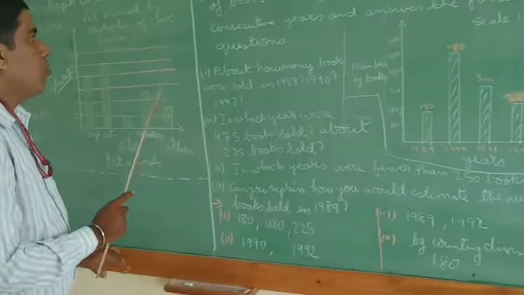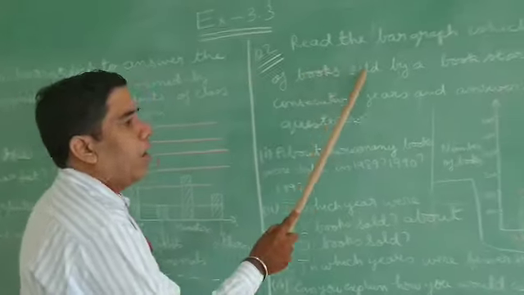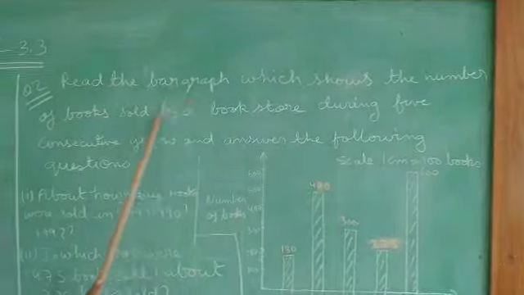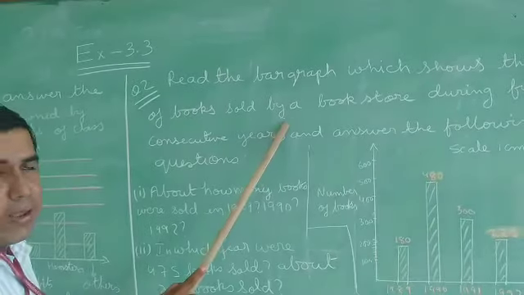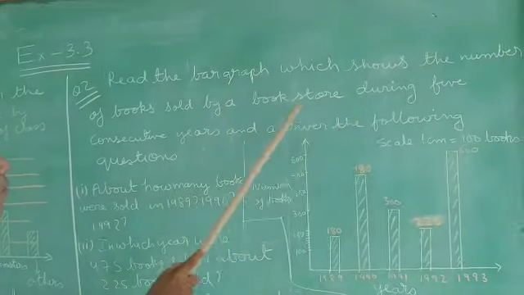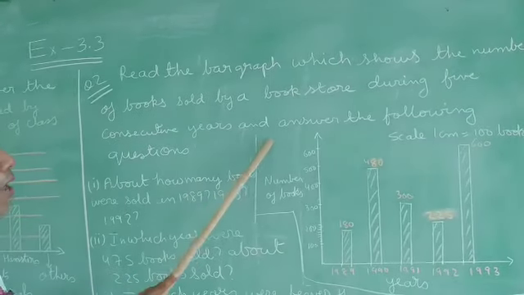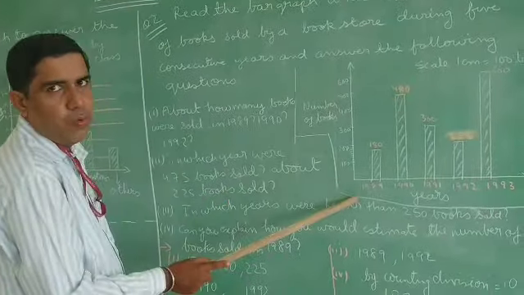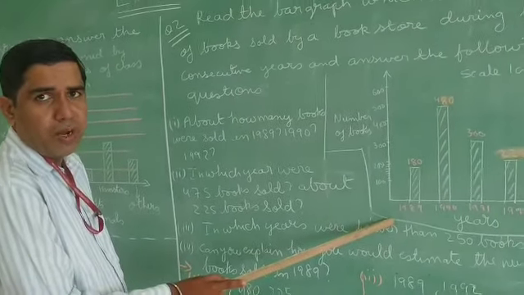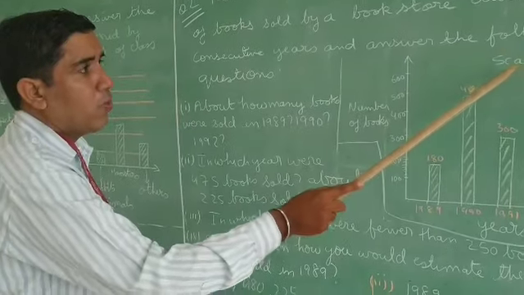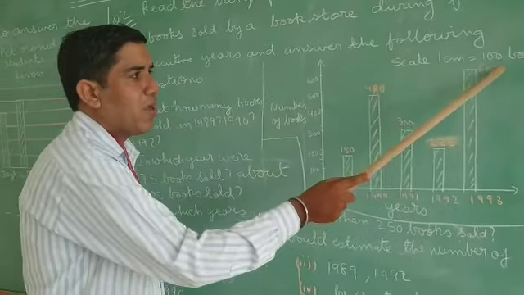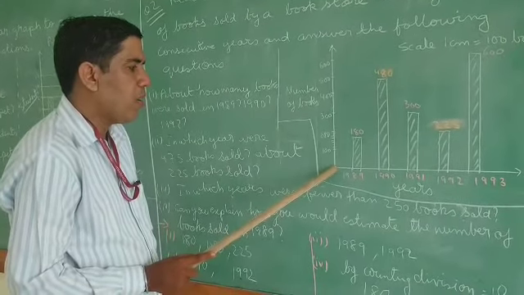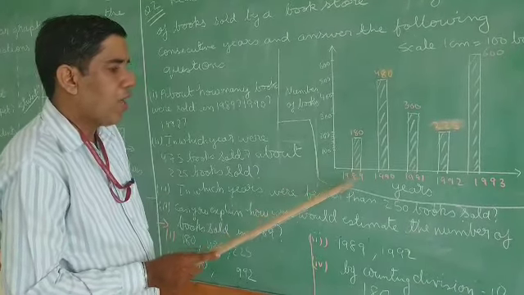Now let me explain this question once again to you. Read the bar graph which shows the number of books sold by a bookstore during 5 consecutive years and answer the following questions. Now this graph is given to you. You don't have to draw the graph, you only have to observe properly. You can see a scale: 1 centimeter is taken as 100 books. So like this I have drawn.